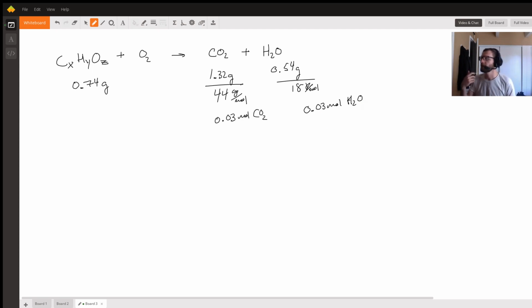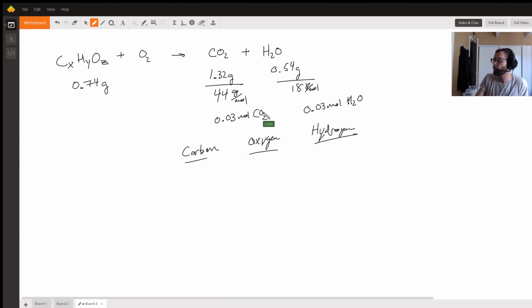And so now we can tally things together. We have the carbon column, the oxygen, and then the hydrogen. For every mole of carbon dioxide, I like to think of this intuitively. If you'd like, you can use dimensional analysis, but I think of it intuitively. For every mole of carbon dioxide, we'll have 1 mole of carbon. So this is a 1-to-1 ratio, and we'll have 0.03 moles of carbon. 1 mole of carbon dioxide gives 1 mole of carbon.